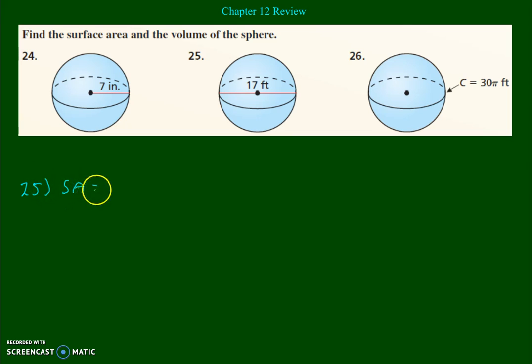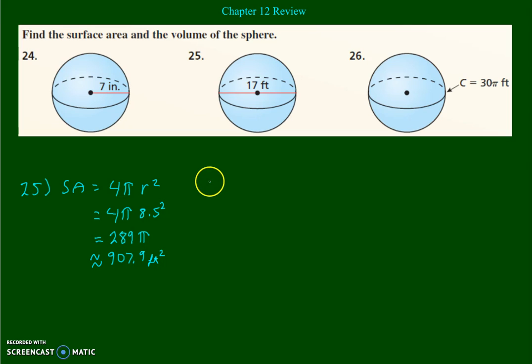Surface area is 4 pi r squared, and that's 4 pi. The radius is half of the diameter, so that's 8.5 squared, which is 289 pi, which is approximately 907.9 square feet.